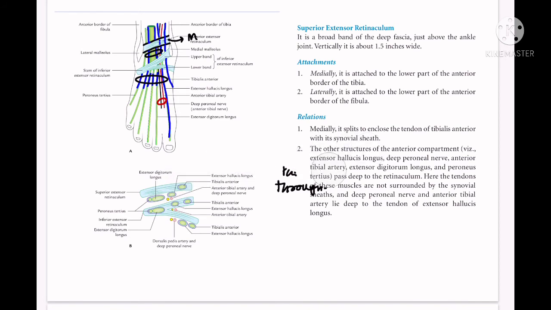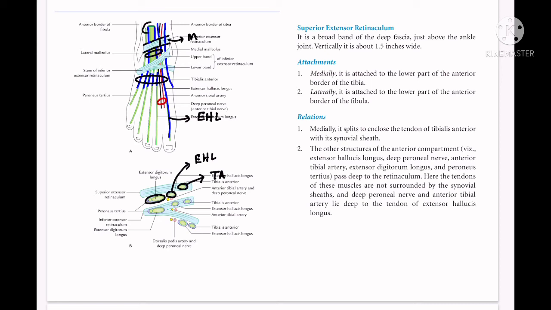Again, let's clear the picture and identify the individual components. This is the tibialis anterior, already told you, passing through the medial split end of the superior extensor retinaculum. This is the extensor hallucis longus. These two over here, extensor digitorum longus and peroneus tertius together.